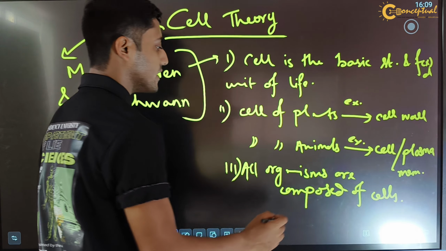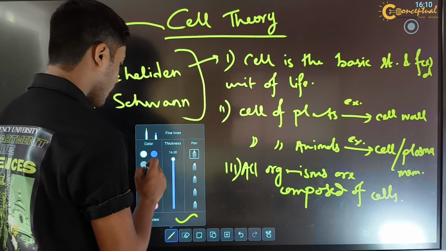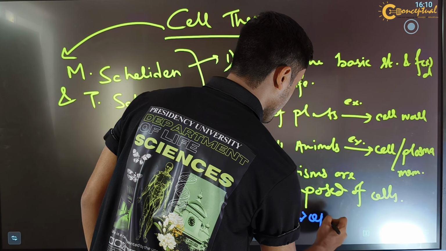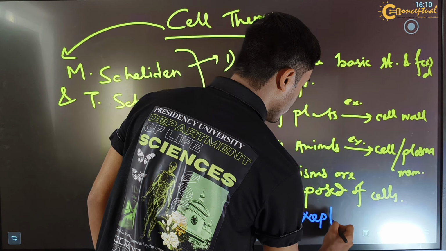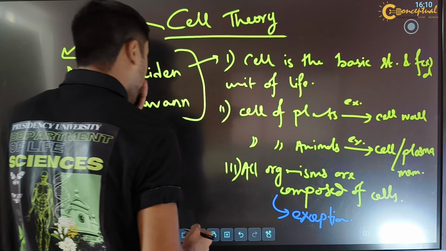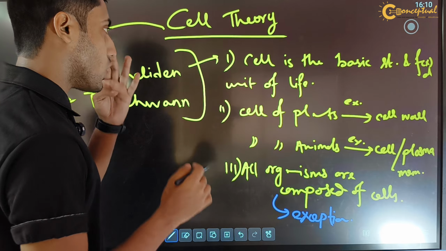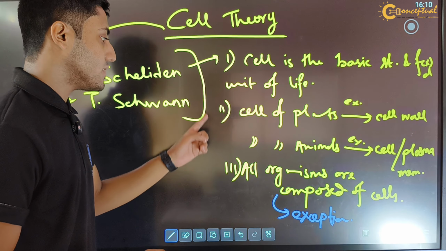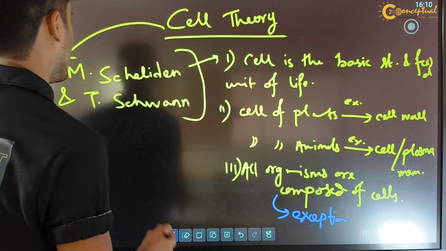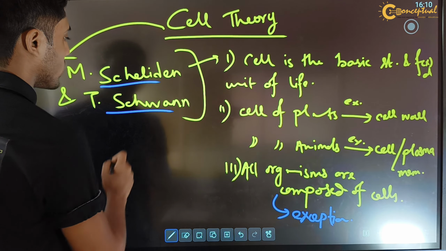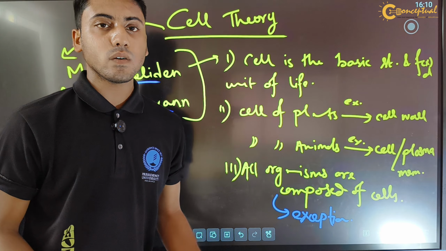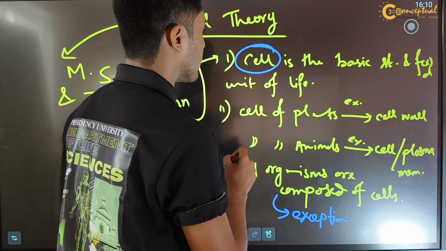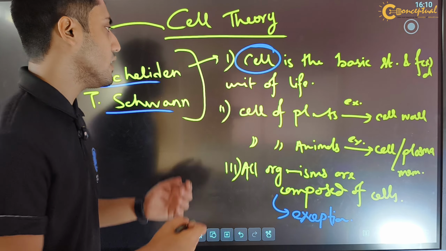There is an exception to the cell theory that we will study after we are done with this portion of the cell theory, which works for most of the living organisms. All right. So the cell theory was not considered complete yet after all these three postulates were developed by Matthias Schleiden and Theodor Schwann. So what was the problem? They couldn't answer the question where the cell, which is the basic structural and functional unit of life, without which life is not possible, came from.